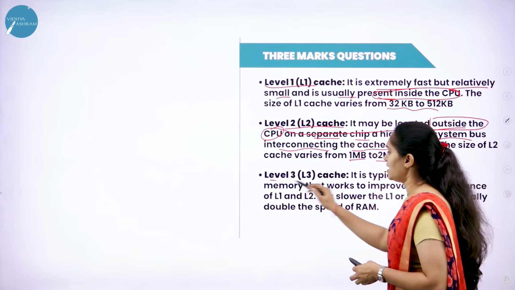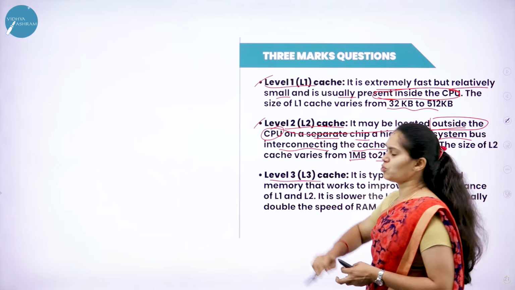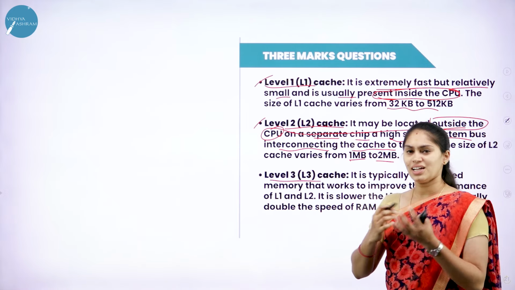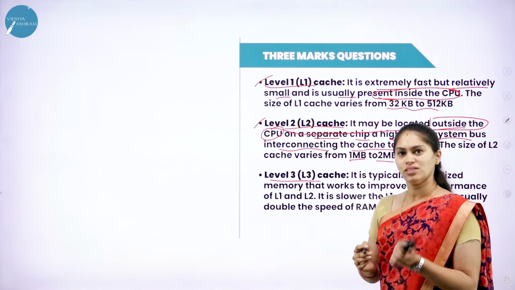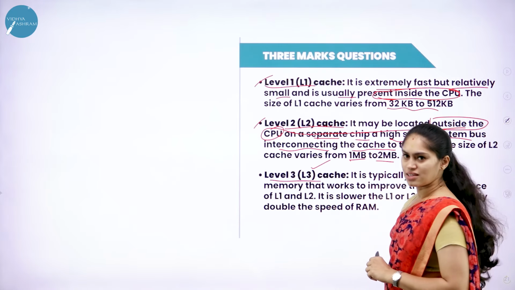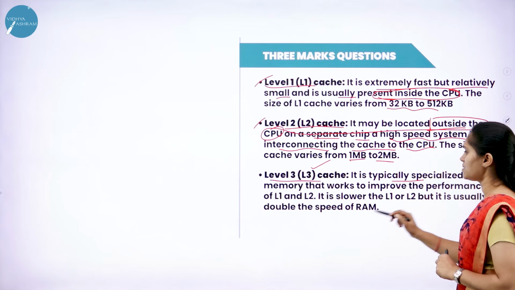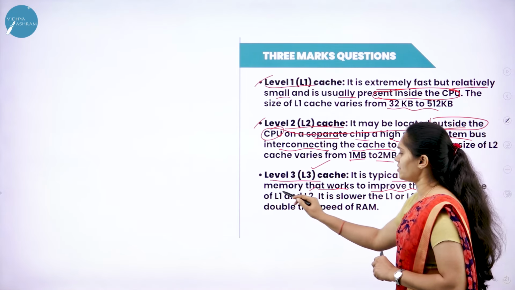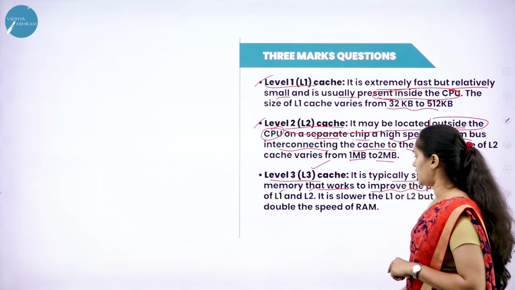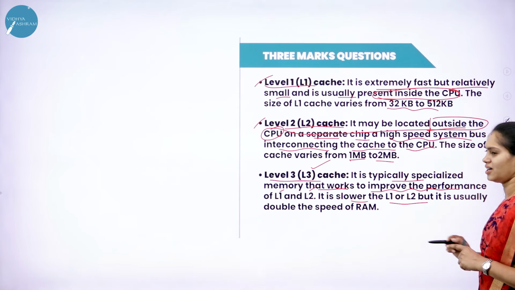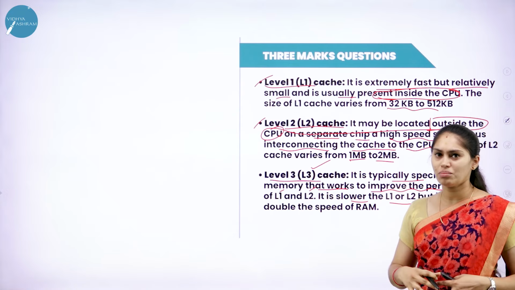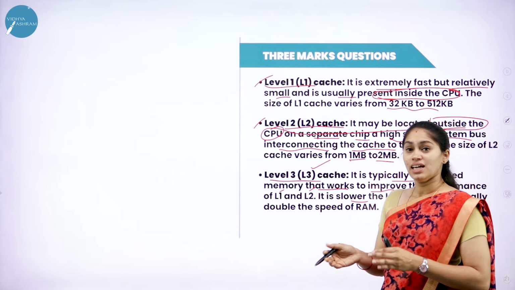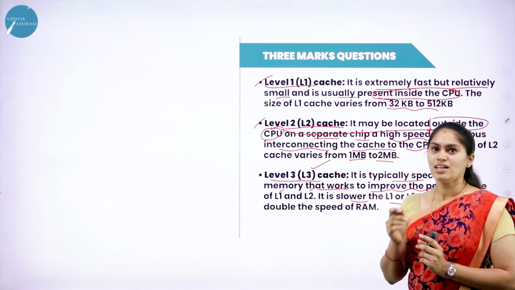Then level 3. So we have level 1 and level 2. Who is going to control and coordinate the working of L1 and L2? That will be done by L3. It is typically a specialized memory that works to improve the performance of L1 as well as L2. It is also slower than L1 and L2, because it takes the overburden of L1 and L2. So that's why it will be slower.